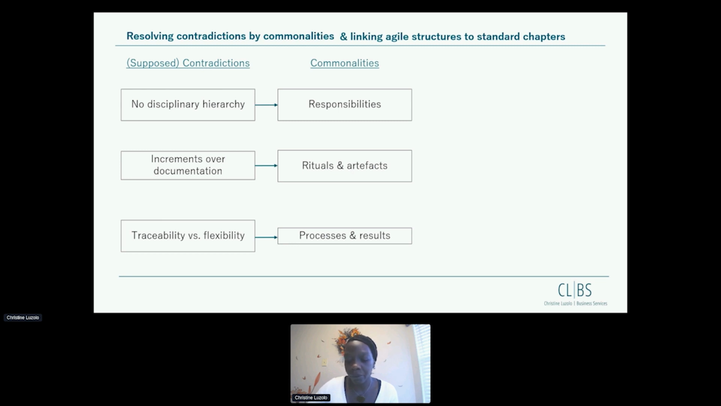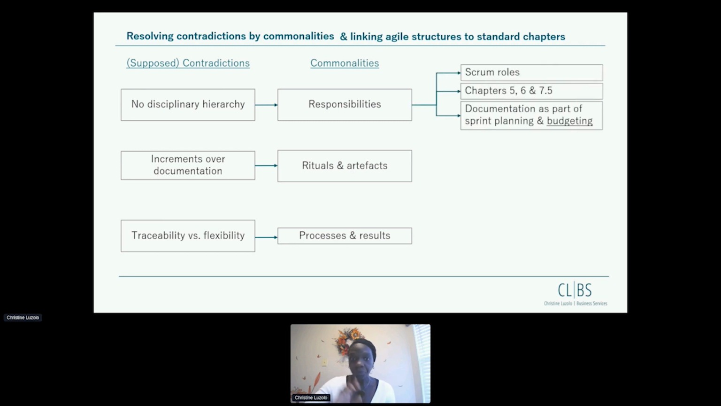And those clear responsibilities in the shape of the Scrum roles are being backed by the norm chapters that you have just seen. This is chapter 5, leadership, where those responsibilities are made clear. There is chapter 6, planning, and this planning is of course a committed planning. And by making the Scrum team commit to the planning, of course, everyone has to play his or her part.